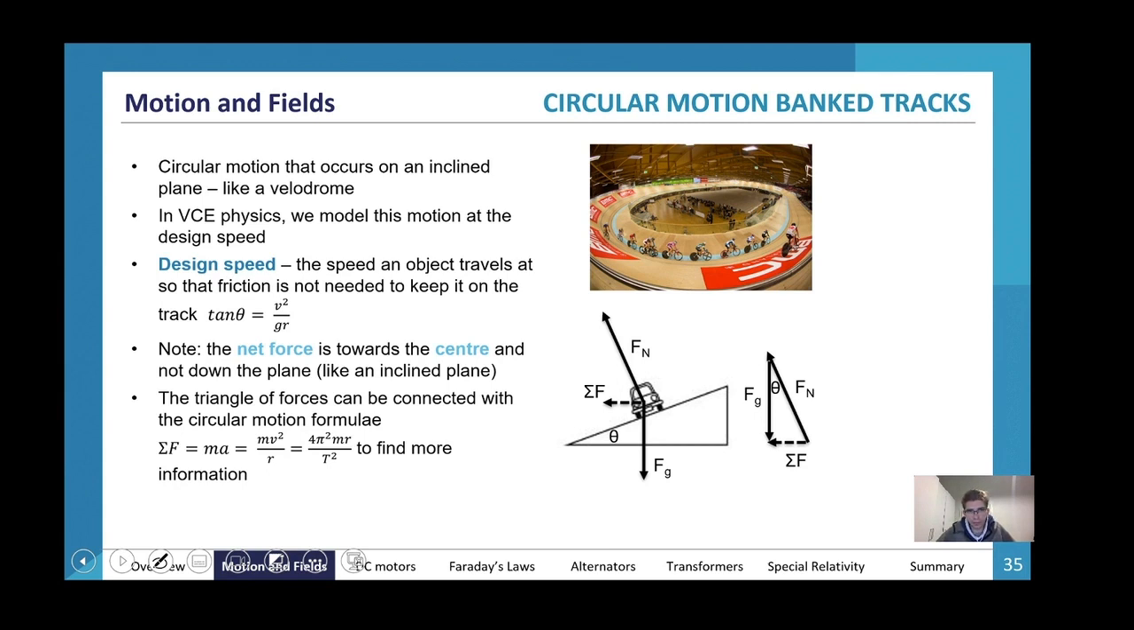That is, tan theta is equal to v squared divided by rg. The net force is towards the center and not down the plane. The triangle of forces can be connected with the circular motion formula, mv squared on r.